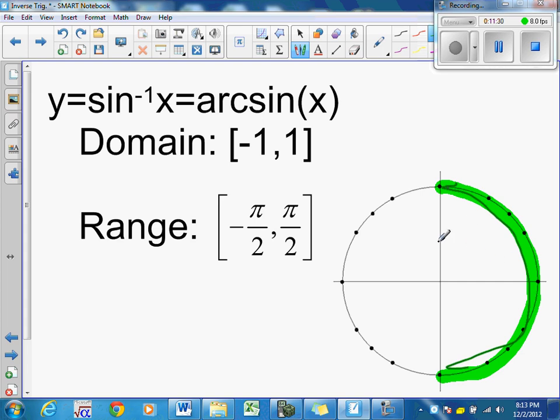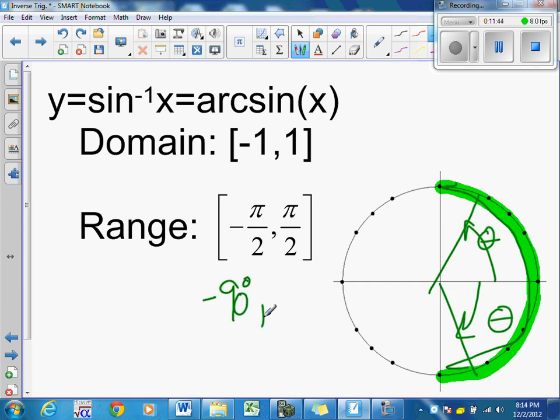So if it's in the first quadrant, I go up to my angle to get my theta. If it's in the fourth quadrant, I have to go down to get my theta, and it's going to be negative. That's it. Your answers are only, let's think of degrees for a second, from negative 90 to 90. You can't get 100. You can't get 200. You can't get 300. Negative 90 if it's in the fourth quadrant, positive if it's in the first.